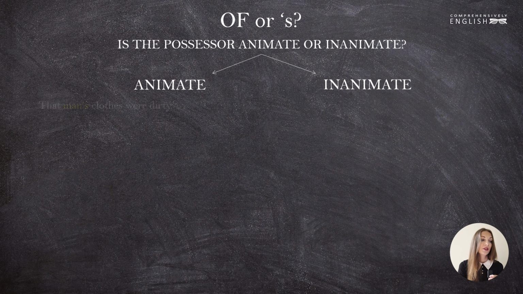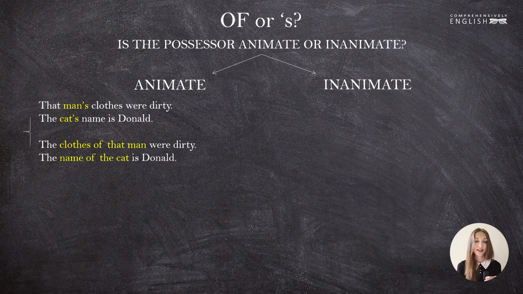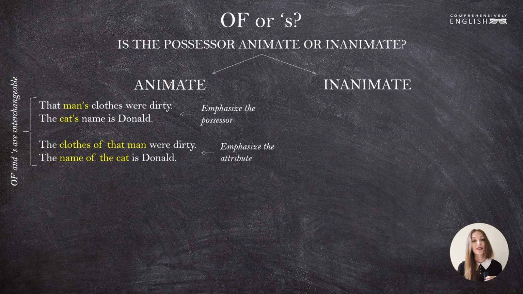Let's see. The man's clothes were dirty. The cat's name is Donald. Here we use the apostrophe s to show the possession. But we can also use of, for instance, the clothes of that man were dirty. The name of the cat is Donald. Is there any difference? There is a difference in emphasis. In the first two cases, the man's clothes and the cat's name, we emphasize the possessor. In the second two cases, the clothes of that man and the name of the cat, we emphasize the attribute.